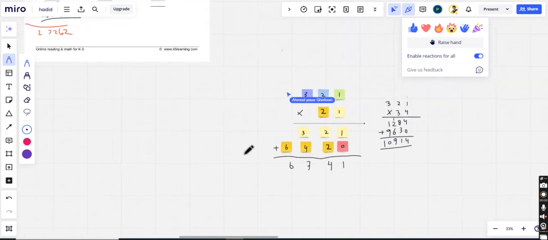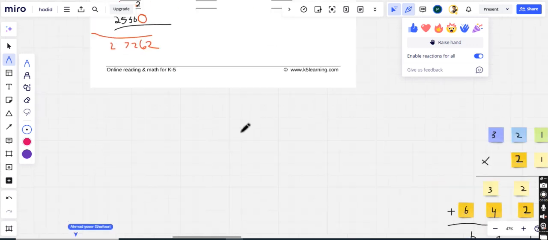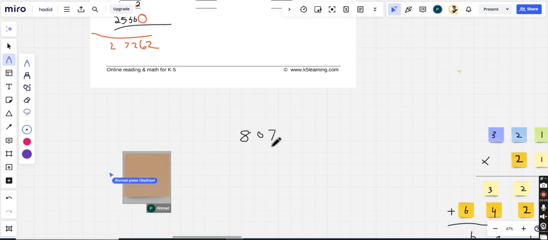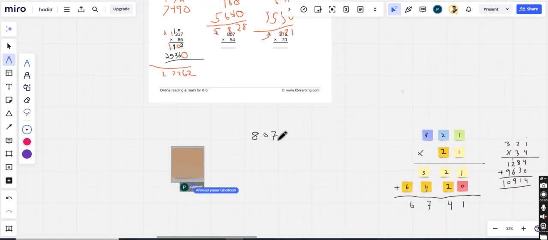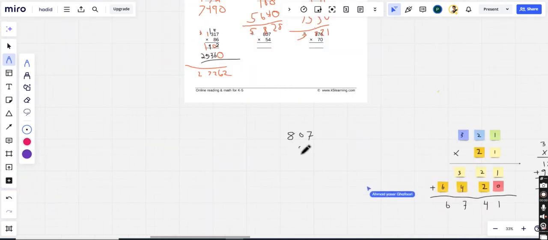Now do you understand it? Yes. Do you have any question about this? No. If I write this question here, 807 times 54, can you multiply this? Yes. Good. So you make practice on it. Let me check how much you understand. Okay.